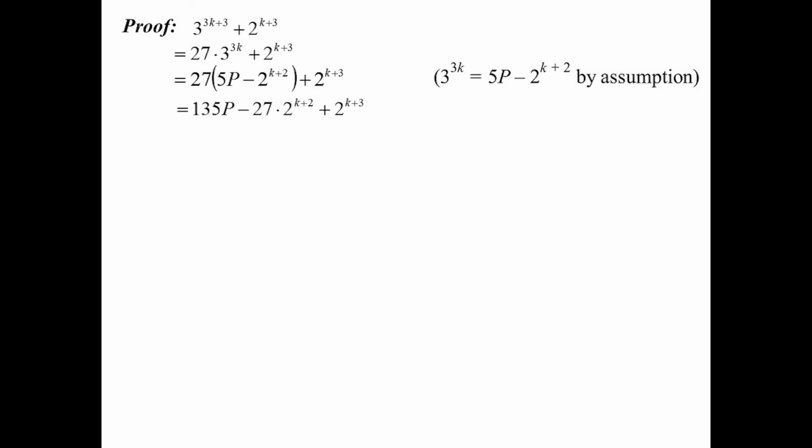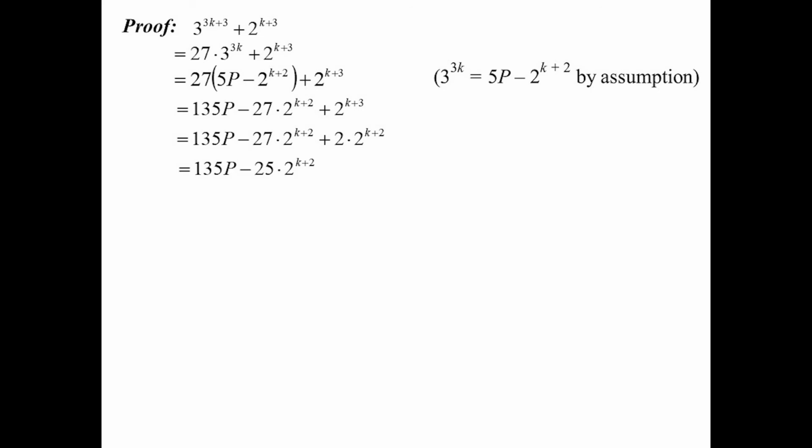Well, if I expand that out, I get 135p. Well, that's divisible by 5, so that's okay. 27 times 2 to the power of k plus 2. But then I've also got plus 2 lots of 2 to the power of k plus 3. Well, I could rewrite my 2 to the power of k plus 3 as 2 times 2 to the power of k plus 2. And then I could add these two together.